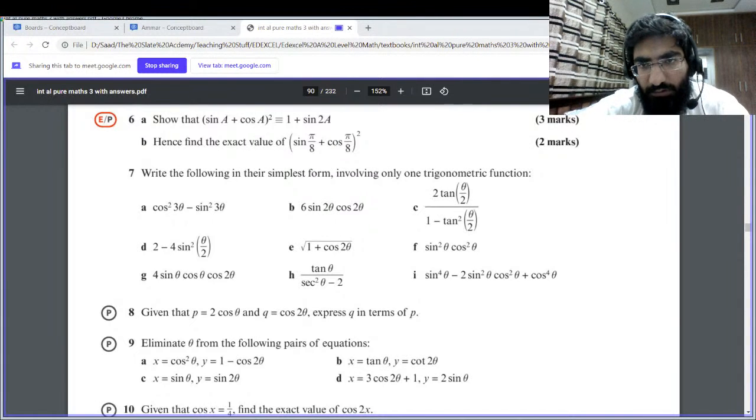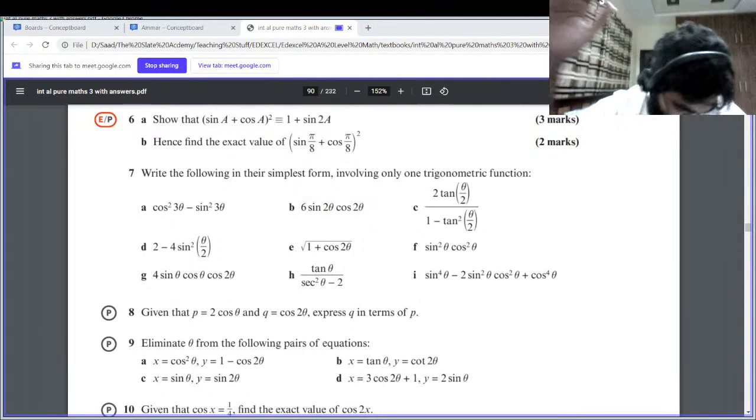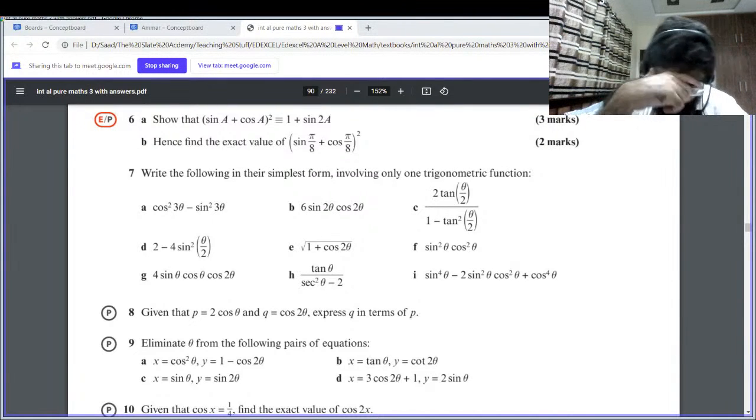It will be, no, it will be P squared by 2. 2 won't be squared. P squared by 2. Oh, that's what I meant. Yes. P squared by 2 minus 1.